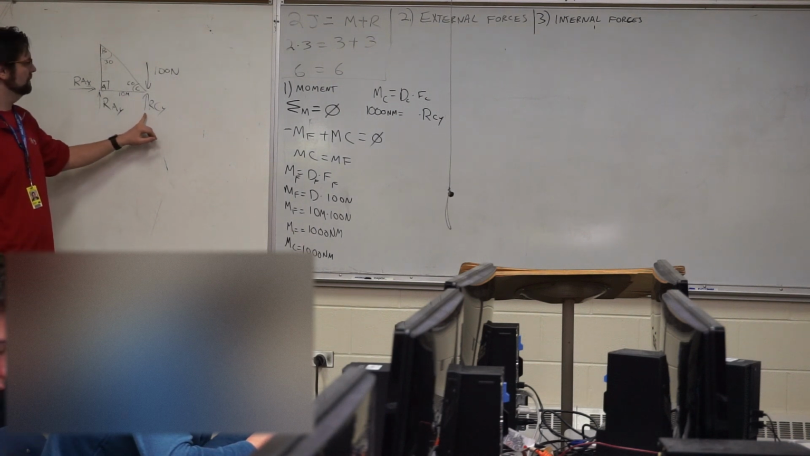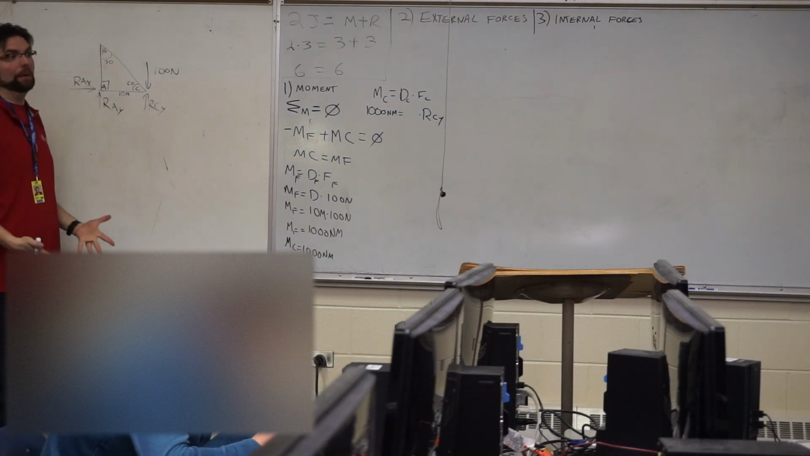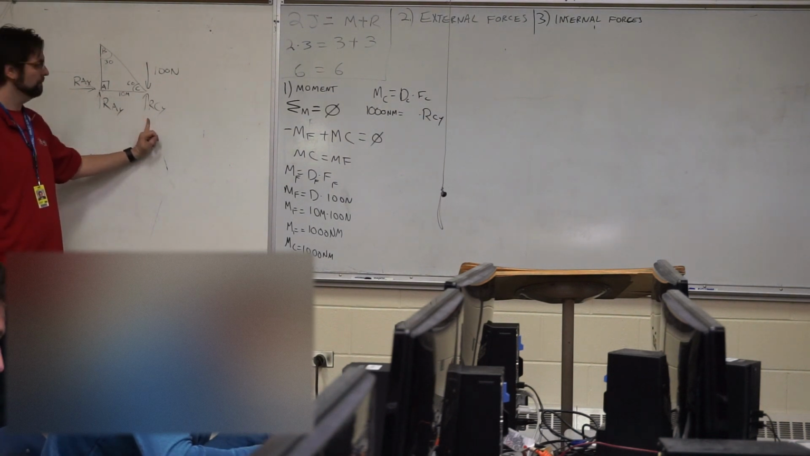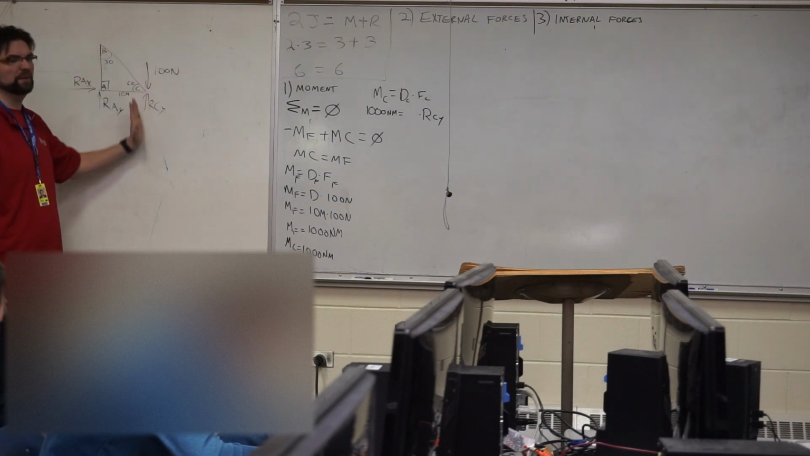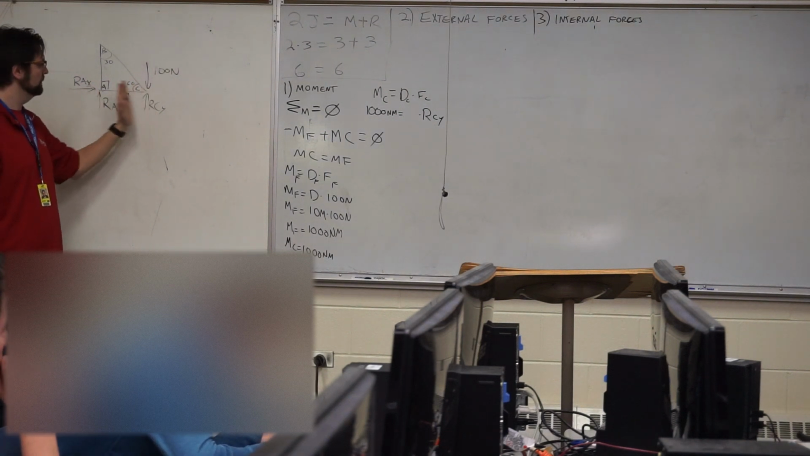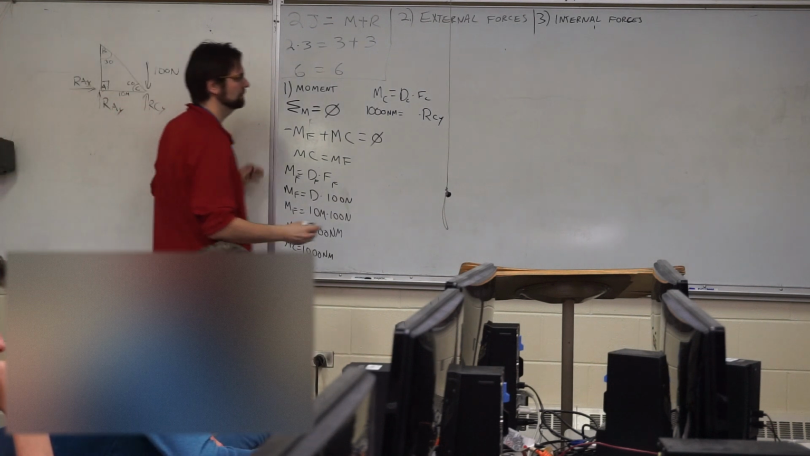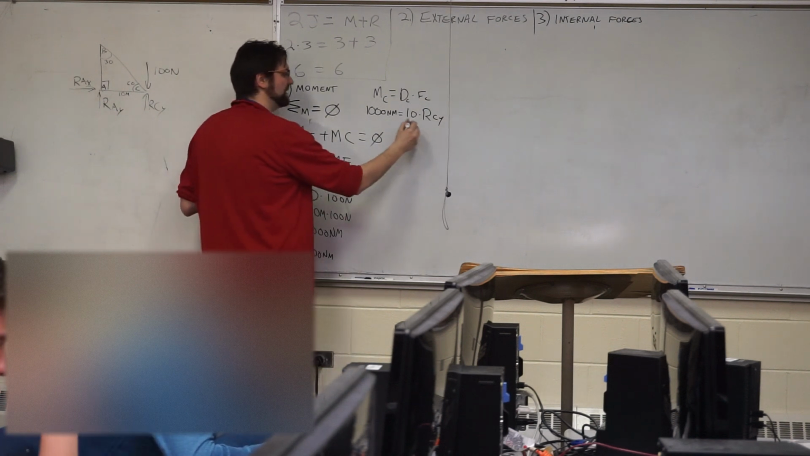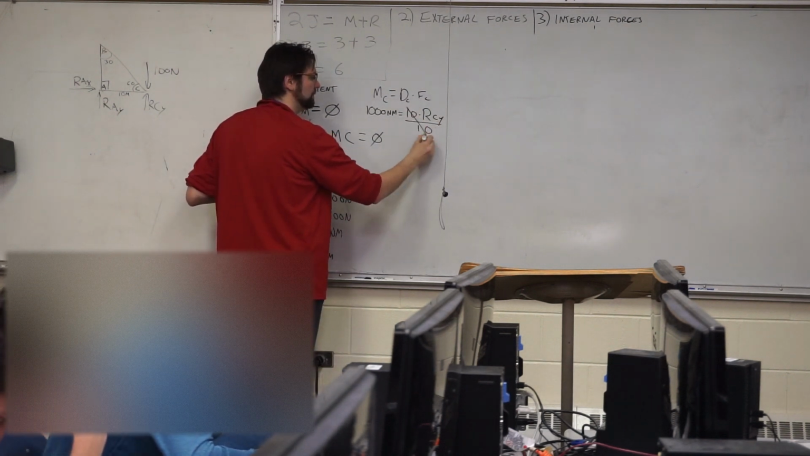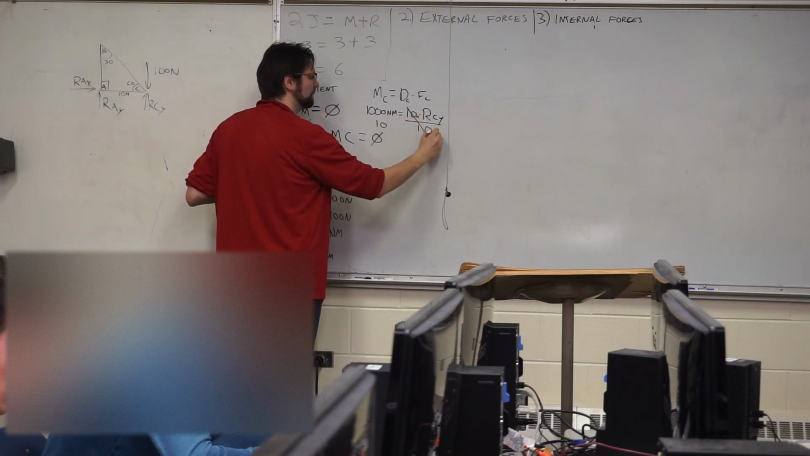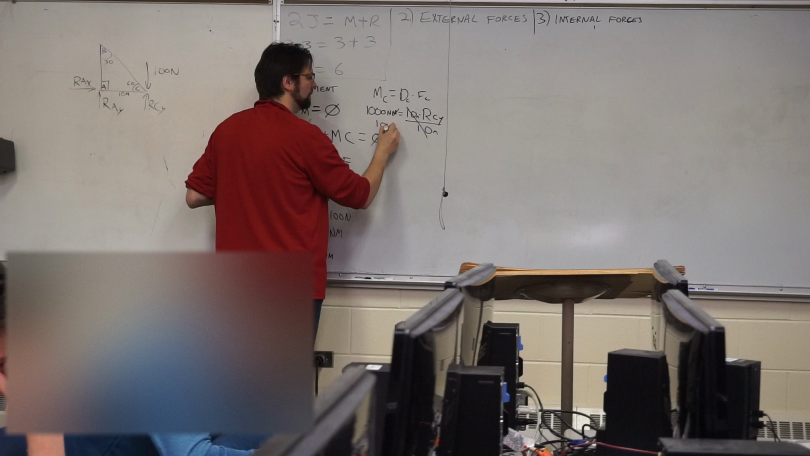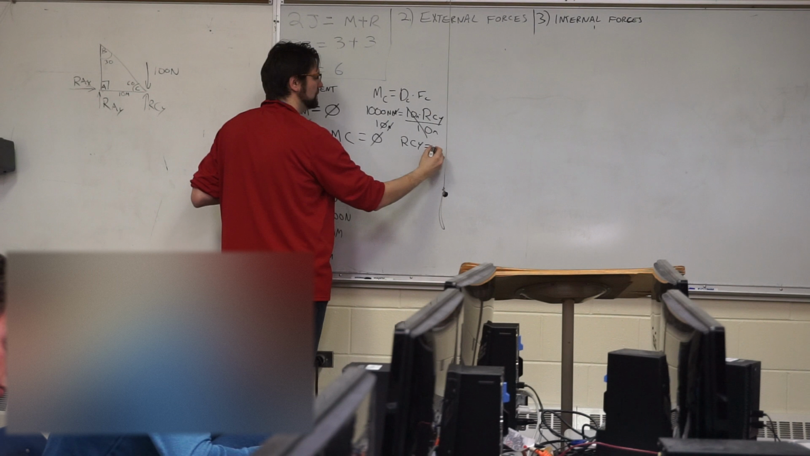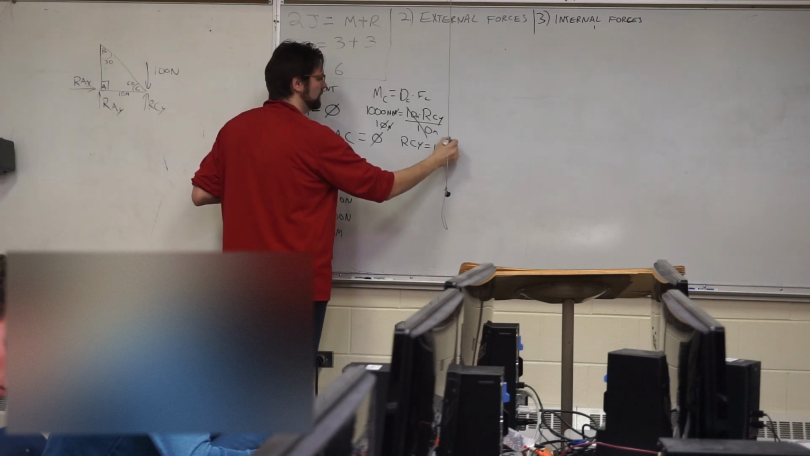How far is RCY from A perpendicular to the force? Well, is it 10? Yeah, it's 10. It's still perpendicular, even though it's coming up. It's still perpendicular. So yeah, it's still 10. So I'm going to divide both sides by 10 meters. And I'm going to say that RCY is equal to 100 newtons.